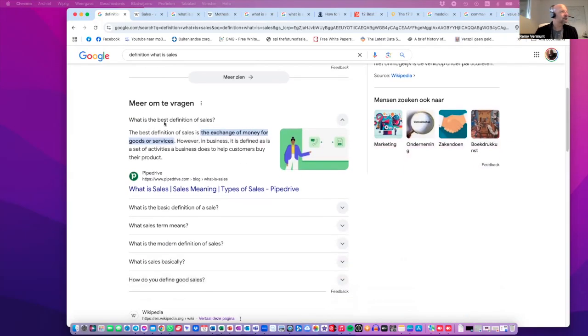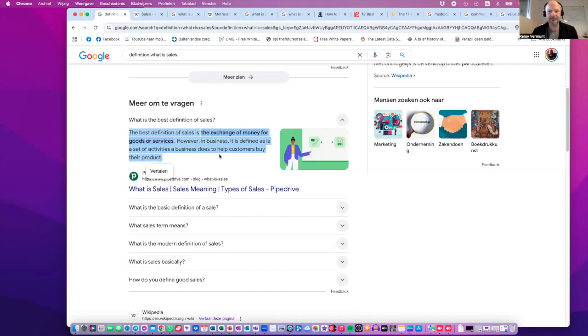Here, what's the best definition of sales? The best definition of sales is exchange of money for goods or services. However, in business, it's defined as a set of activities a business does to help customers buy their product. This is a bit better. Yes, exchange of money for goods or services, not only commodities, goods and services in whatever price range, not only fast moving commodities, but still here they talk about money.